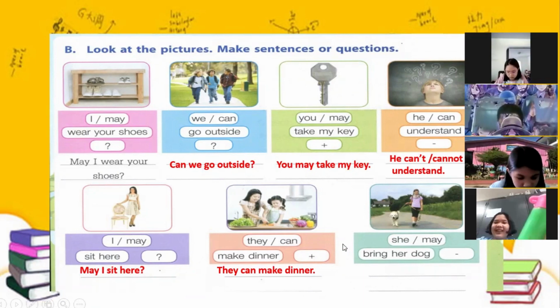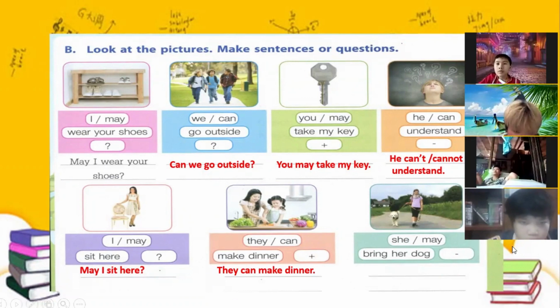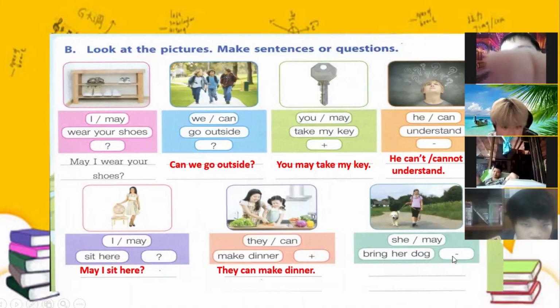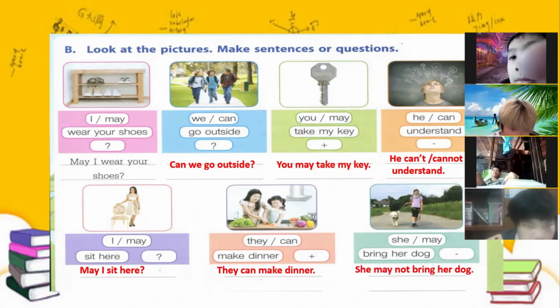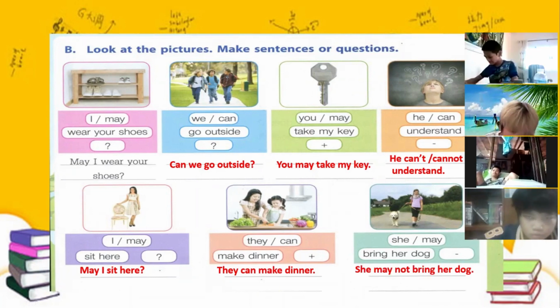Okay, last one. Last picture. She may bring her dog. As we read the sentence, that's an affirmative sentence. So we have to change it to a negative sentence. What are we going to add? She may bring her dog. Change it to negative. She may not bring her dog. Very good. Excellent job. So here we just add not. Okay, so far so good.